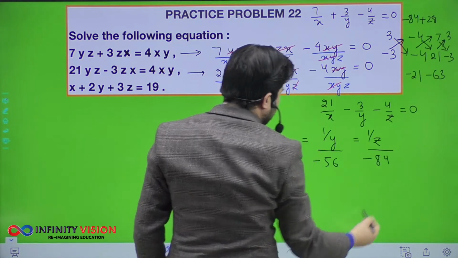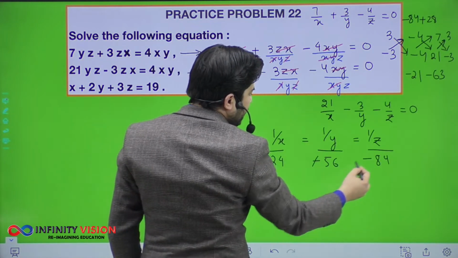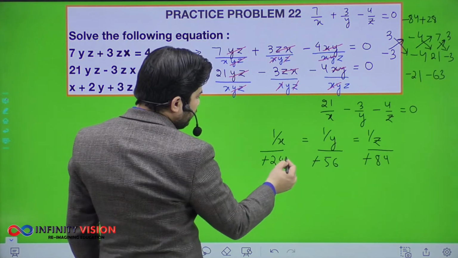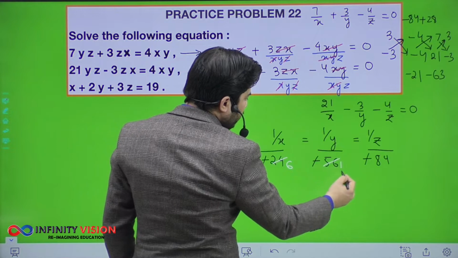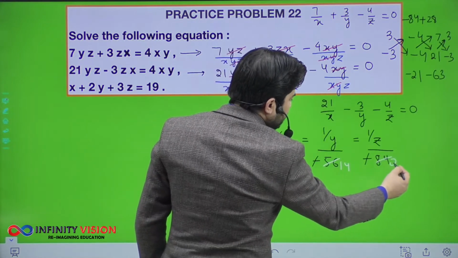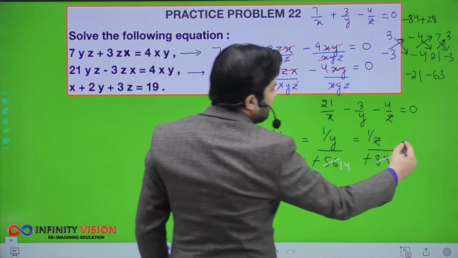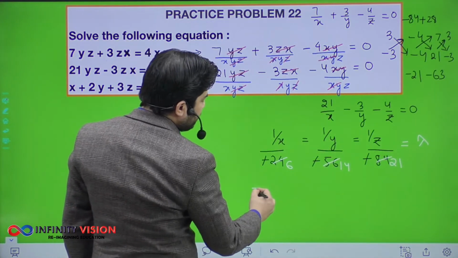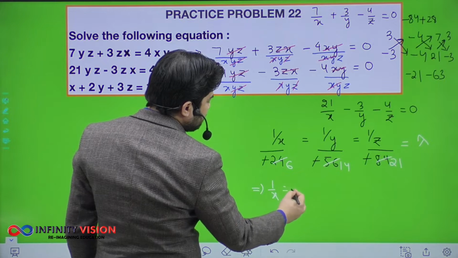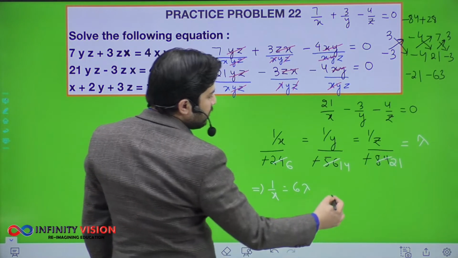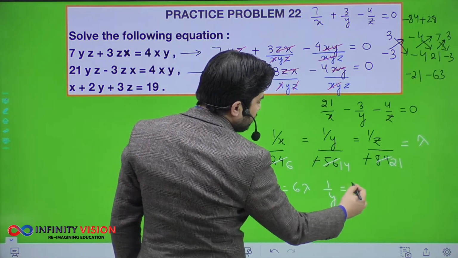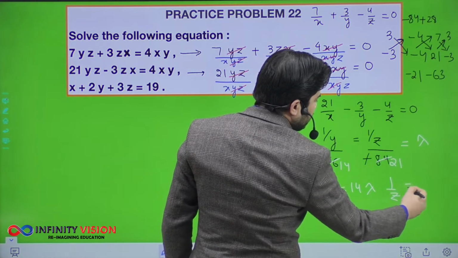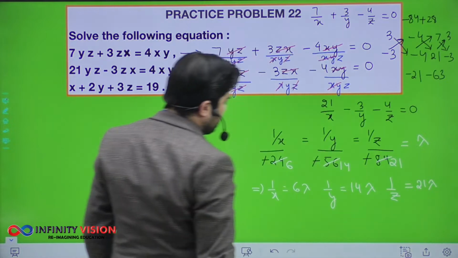Now if you notice, all the three have minus, so the minus can be cancelled. Now we can say 4 6s are 24, 4 14s are 56, 4 21s are 84. And now I can say everything is equivalent to lambda. So my 1 by x is 6 lambda, my 1 by y is 14 lambda, and my 1 by z is 21 lambda.